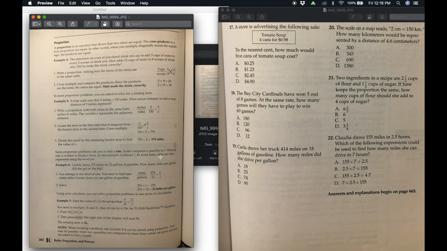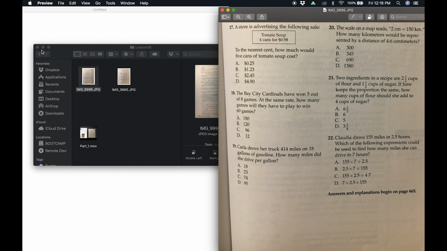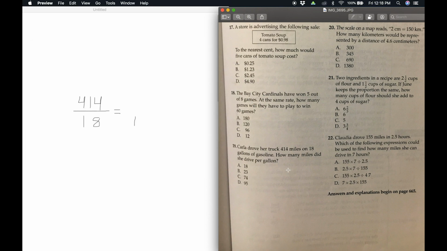In word form, rates are often expressed using the word per. A rate compares a quantity to 1. When a rate is written in fraction form, its denominator is always 1. So we know that the word per is 1. Okay? So there we have it. So we put the 1 there.